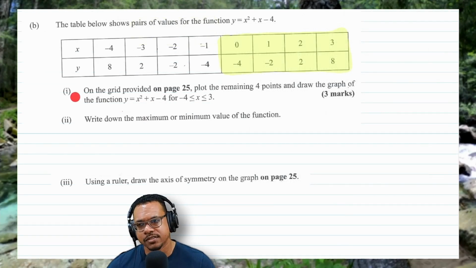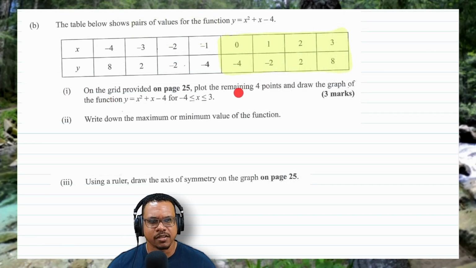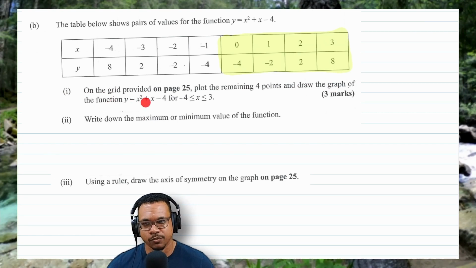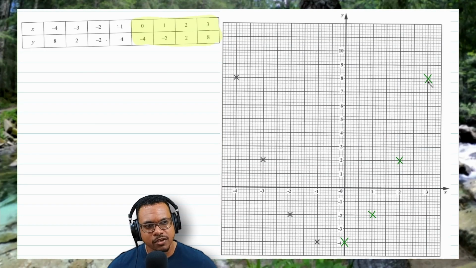Now going back to look at the question for part 1, they say that they want us to plot the remaining 4 points and also draw the graph of the function y is equal to x squared plus x take away 4 between the x values of -4 and 3. So that means we have to connect the points to draw the graph. So what we have to do here now is make a freehand smooth curve to connect these points.